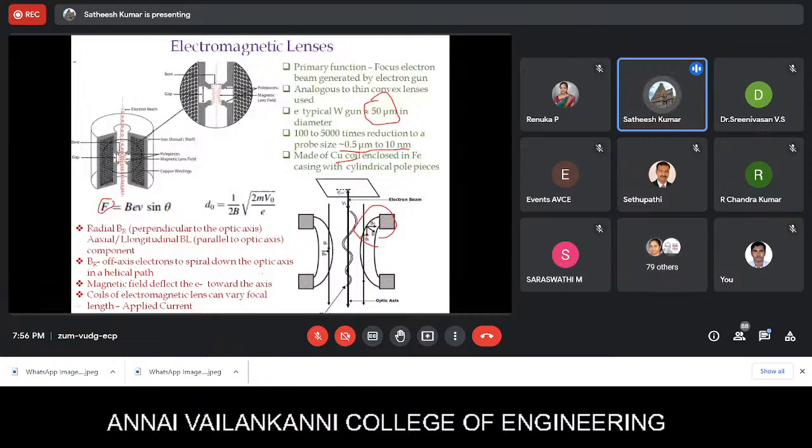Another interesting thing is, since we can apply different amounts of current or field to the coils, we can vary the focal length of the electron beam going down. That is another important aspect. And this is the spot size. As you can see, the spot size you can get from the electromagnetic lens is decided by this equation, which is a function of the accelerating voltage and inversely related to the electric field applied to the electromagnetic lens. So by varying the electric field and the accelerating voltage, it is possible to obtain the spot size required depending upon the sample requirements.